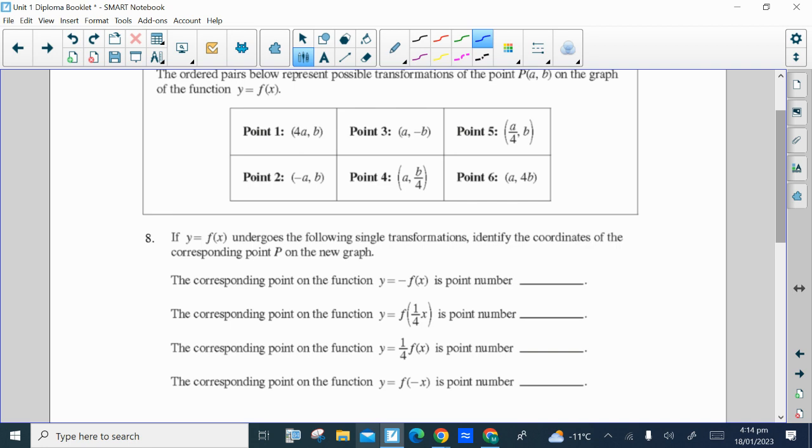So when you have a negative sign in front, that means you're going to reflect it over the x-axis. That means that all the y values get multiplied by negative 1, which is what point 3 shows. If you go from a comma b to a comma negative b, right, you're always starting at a comma b as your starting point. In this case, if you reflect over the x-axis, b will become negative b. You'll multiply the y values by negative 1. So again, that is point 3.